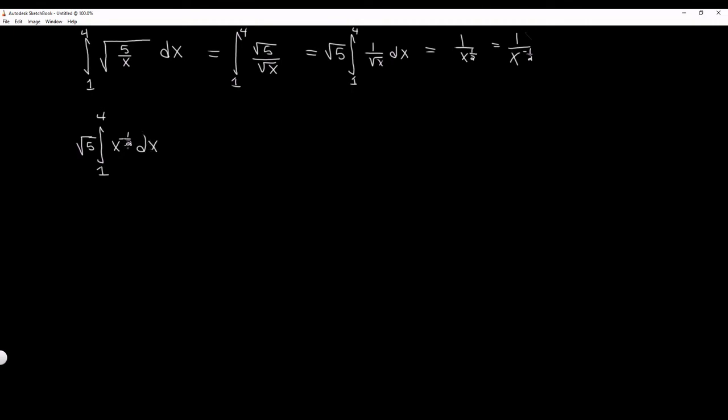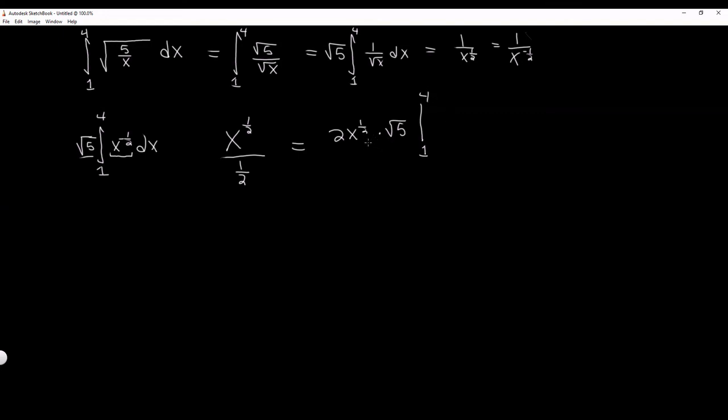Now we can integrate our function right here. We're going to add 1 to the exponent, and that brings us to x to the 1/2, and we're going to divide by 1/2. So this is going to be equal to x to the 1/2 divided by 1/2. But since we're dividing by a fraction, we have to multiply by the reciprocal. So this is going to be equal to 2x to the 1/2. But we can't forget we have to multiply by our constant out in front, so multiplied by the square root of 5. And we're going to integrate this from a to b, so from 1 to 4.